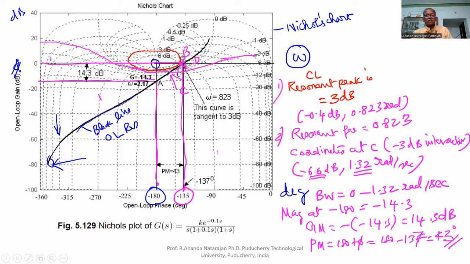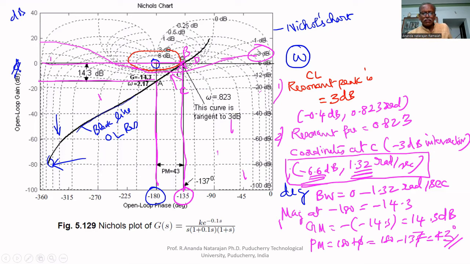Now we have to find the bandwidth. To find the bandwidth, we have to consider that minus 3 dB M circle, where it intersects the given open loop response. It intersects at the magnitude of minus 6.6 dB and frequency of 1.32 radians per second. Therefore, the bandwidth is 0 to 1.32 radians per second, or simply 1.32 radians per second.